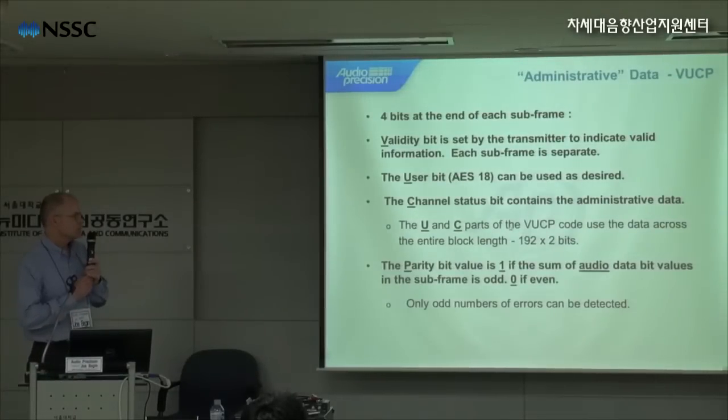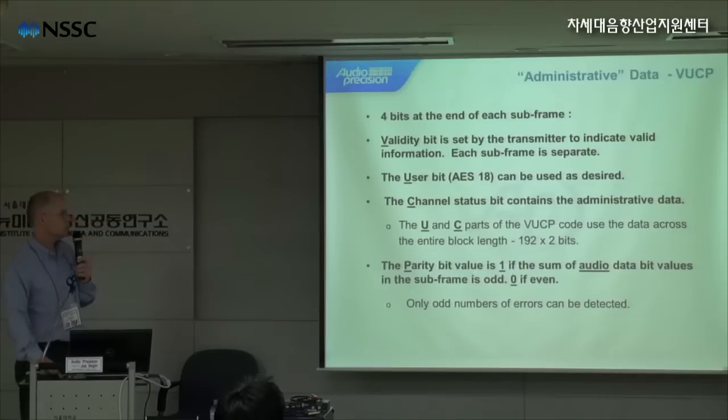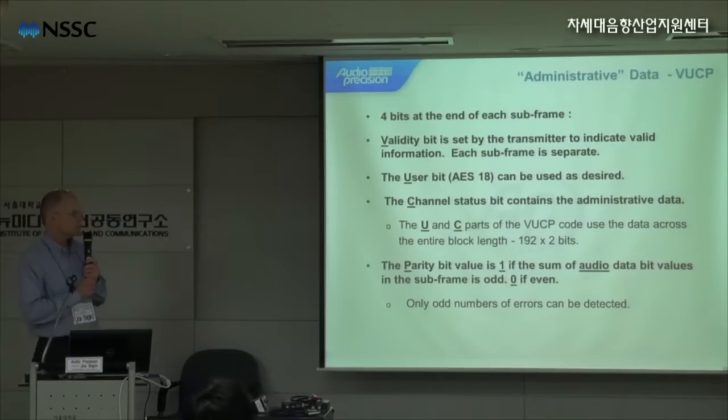The administrative data, VUCP, is 4 bits at the end of each subframe. So V, for validity bit, is sent by the transmitter to indicate valid information. Each subframe is separate. The user bit can be used as desired. We'll talk a little bit about the user bit in a few minutes. The channel status bit contains the administrative data.